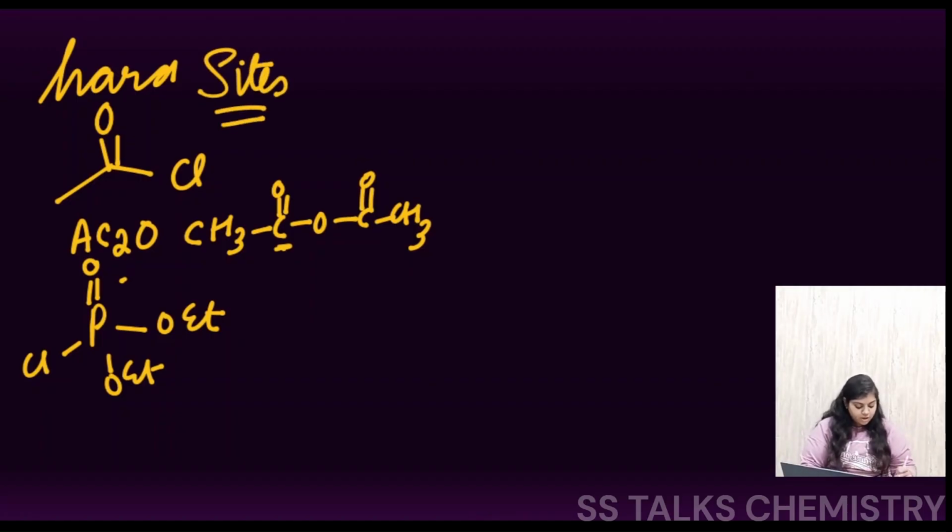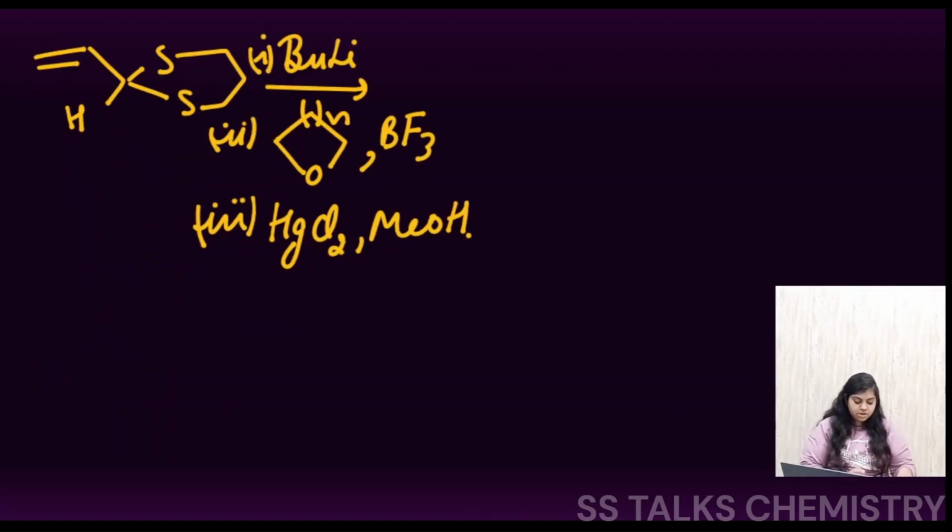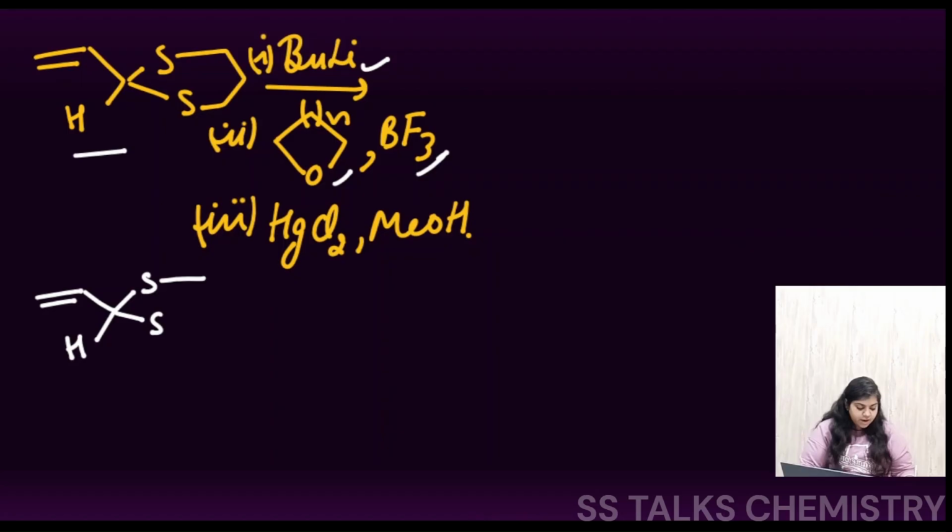Okay, so now moving on to our next question. Suppose you have this species. This particular substrate is, in the first step, treated with butyl lithium, then with this species having the Lewis acid BF3, and then with HgCl2 and methanol. So one by one let us have a look. Here we had this substrate, with the hydrogen and the sulfur atoms present like this. One of the carbons I missed. So this species is there.